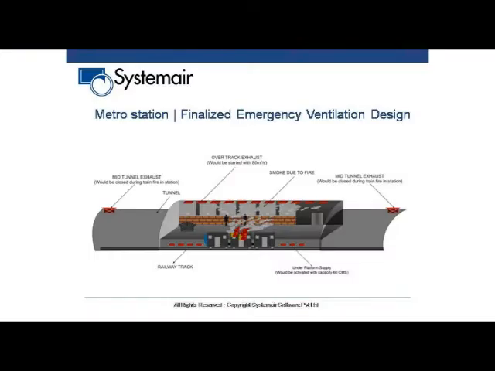So this was the finalized emergency ventilation system design for this metro station. There was overtrack exhaust, which would be started in case of a fire, at 80 CMS. This is smoke due to fire. Mid-tunnel exhaust will be closed during a fire in case of a station, and under-platform supply would be provided at 60 CMS in case of a fire. So the PLC will control the system and activate it accordingly.